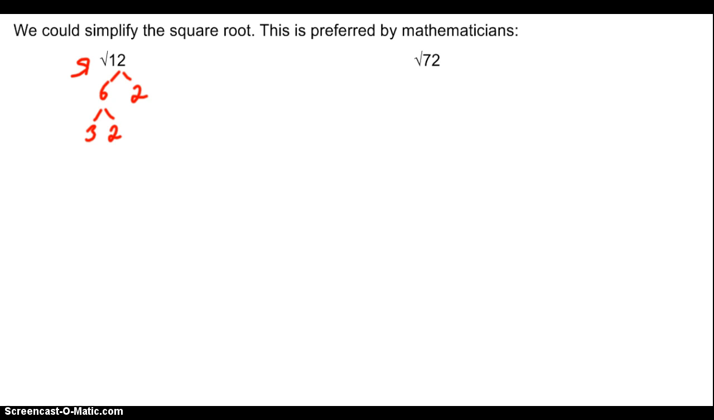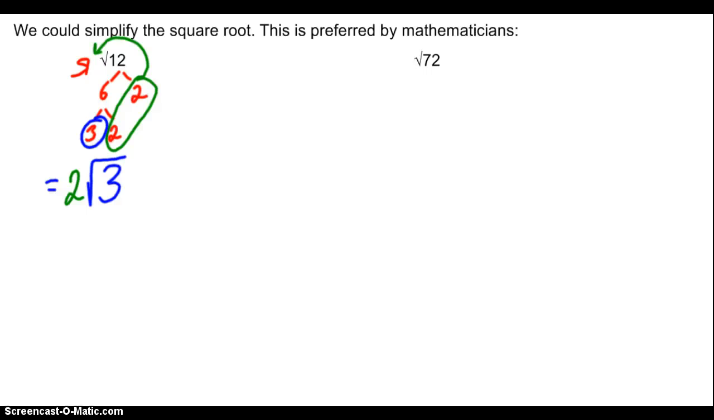And then once you have that, you find pairs of numbers. So you got that pair of 2's. And if you've got a pair of numbers, that number can come outside the square root. So 2 can come outside the square root. Any numbers that are by themselves that do not have a pair have to stay inside the square root. So the 3 stays inside the square root. And so the square root of 12 simplifies to 2 radical 3.